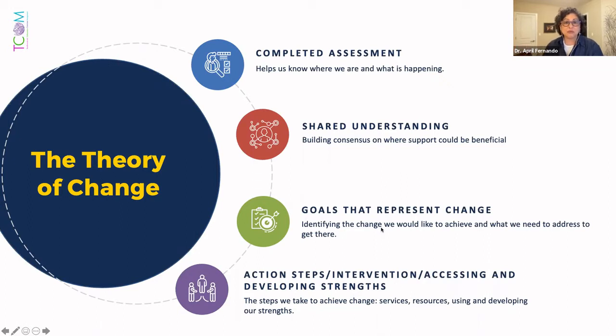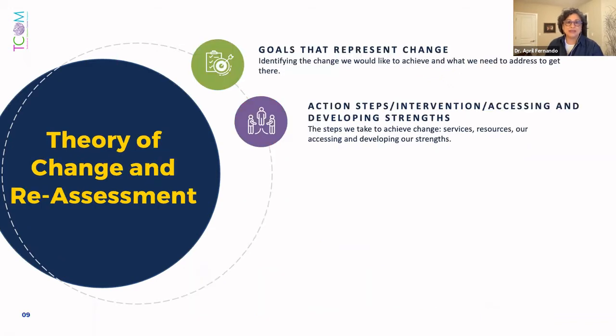We then develop goals that represent change. And we're going to identify what change would look like and how we need to address it. So it's not just a goal, it's the steps to get to the goal. And then we have to identify the interventions and make sure that we're accessing strengths as well as building strengths at the same time. This is part of the treatment process. So earlier I focused on the first two components. Let's focus on the second two components, okay?